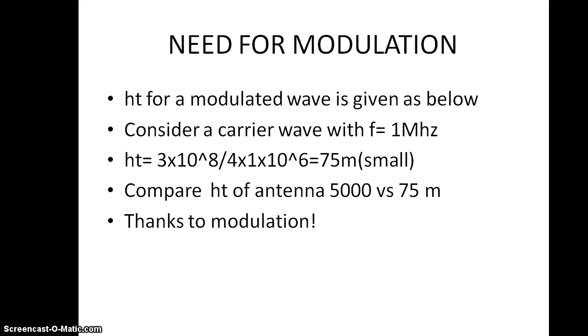Now we'll see what happens if the same signal is modulated by a carrier wave. Consider the signal is modulated by a carrier wave whose frequency is 1 MHz. Apply f equal to 1 MHz in the formula. We get Ht, that is the height of the transmitting antenna, equal to 75 meter. Now compare the height of the antenna before modulation and after modulation, and there is a huge and vast difference. It is from 5000 meter to 75 meter. So thanks to the modulation. This is the importance of modulation.